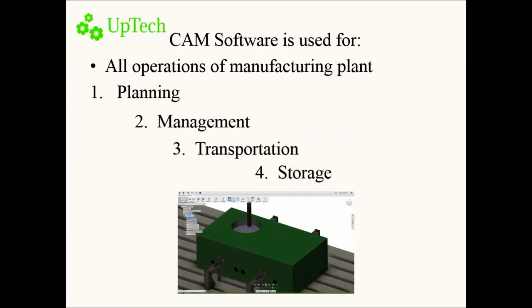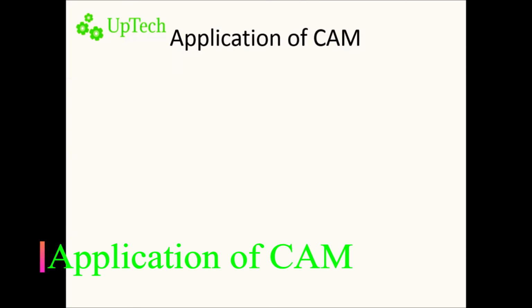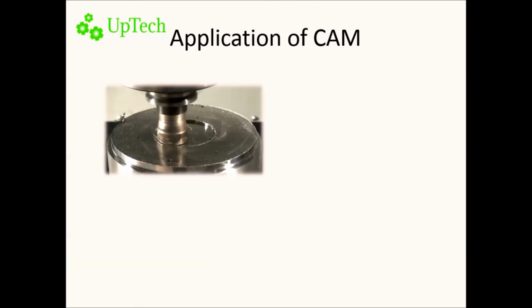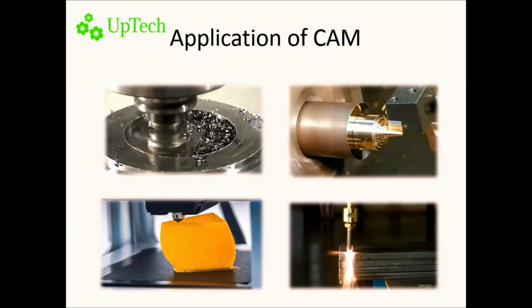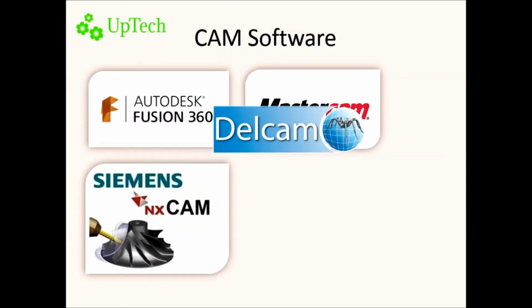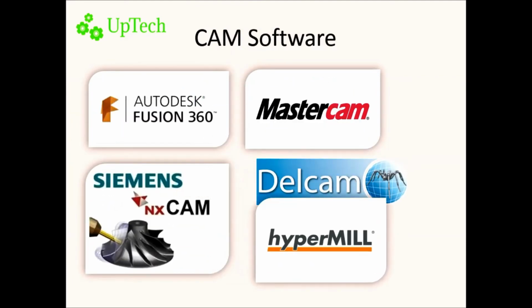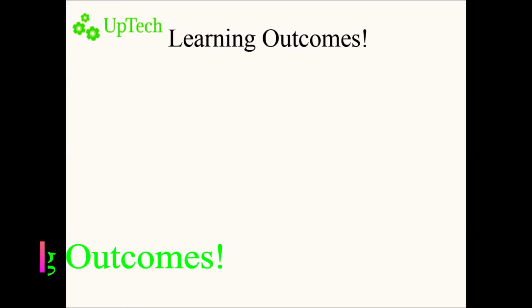Next, talking about application of CAM software, it is widely used in CNC milling, CNC lathe, 3D printing, and advanced manufacturing processes. Next, talking about different CAM softwares used in industry, Fusion 360, Master CAM, Siemens NX CAM, Delcam, HyperMill, and many more.